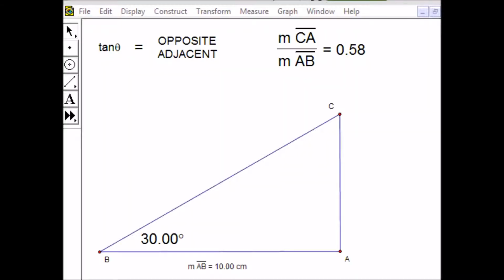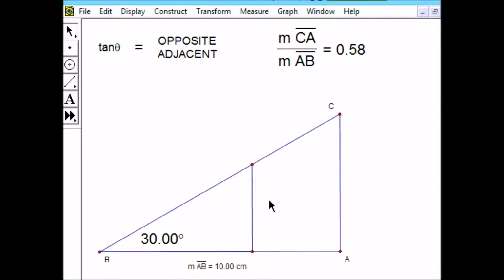So here we have a triangle with an angle of 30 degrees and a length of 10 units across the bottom. And I've worked out the tan of theta, the ratio being opposite on adjacent. So the opposite length is A to C, and the adjacent length is A to B. Divide those two and I get a ratio of 0.58. Now, if I were to move point C, then the ratio of that length on that length there should be the same. And if I were to change the position of this point here, the ratio remains 0.58.